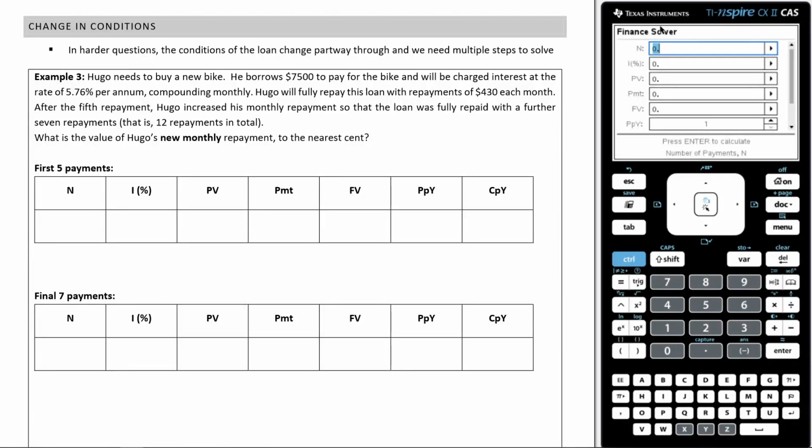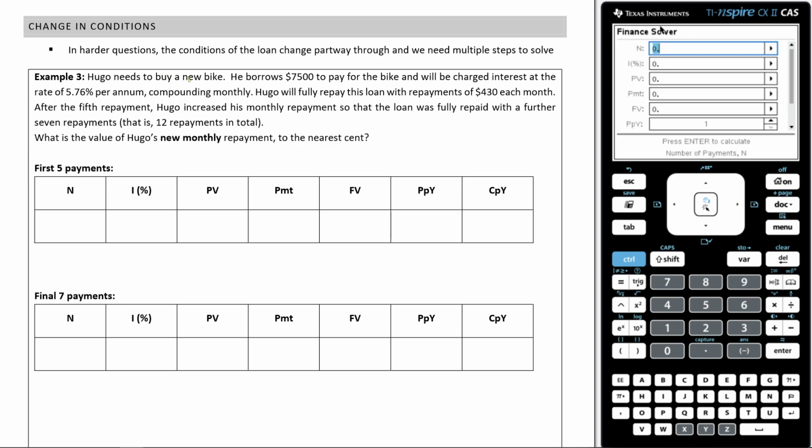All right, let's now answer these questions here. These are change in condition questions, which can be a bit tricky. In hard questions, the conditions of the loan change partway through, and we need multiple steps to solve. So here's the example. Now we're going to be careful with how we highlight. Make sure you only highlight the important parts.